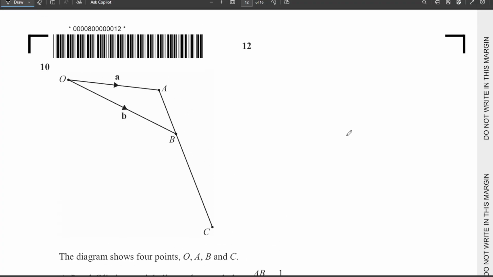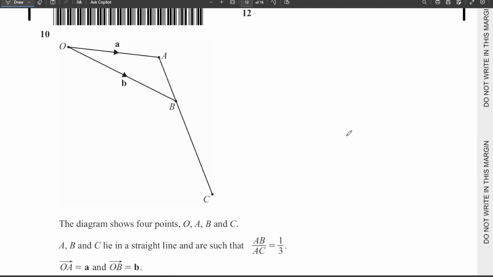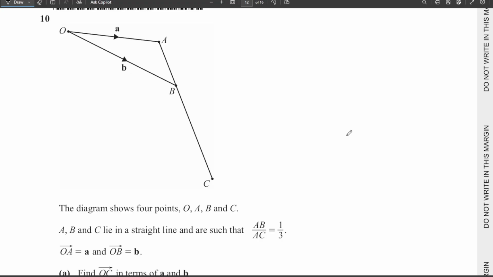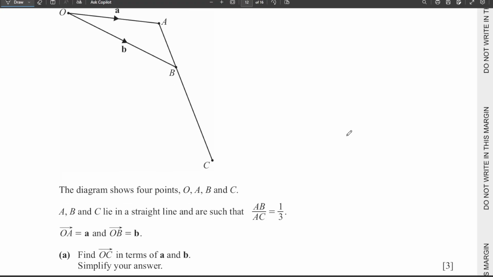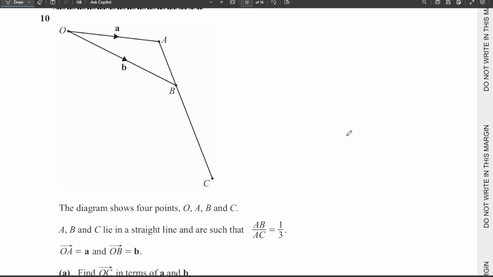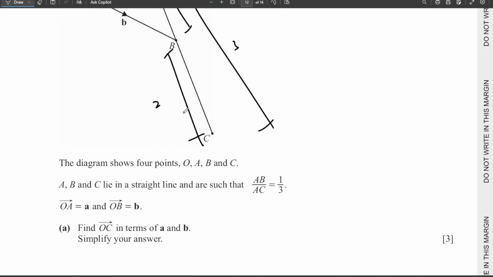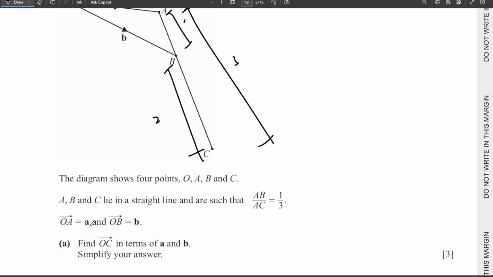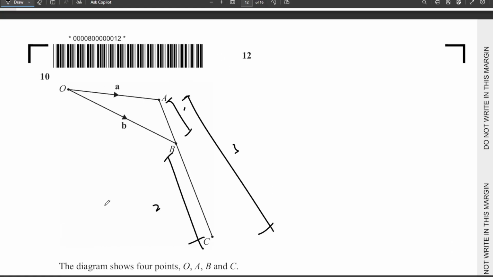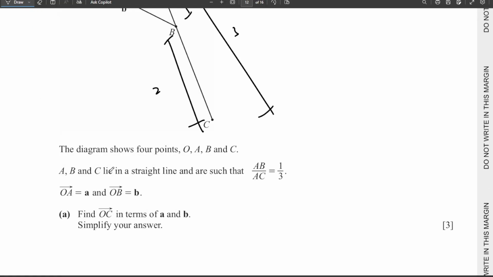Okay, question 10. A vector question. So first, given that AB and AC have this type of ratio, so here is 1 and then here is 3. So here will be 2. OA is the a unit vector and OB is the b unit vector, and find OC in terms of a and b. Simplify your answer.